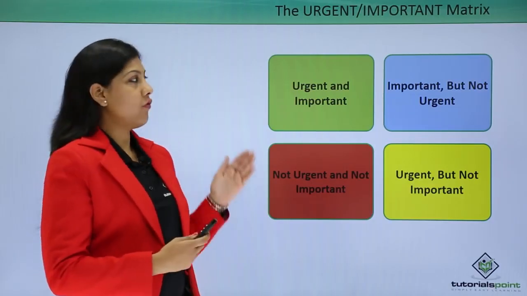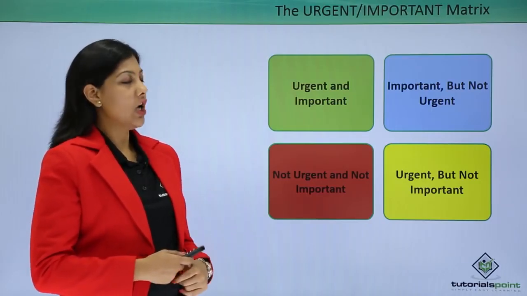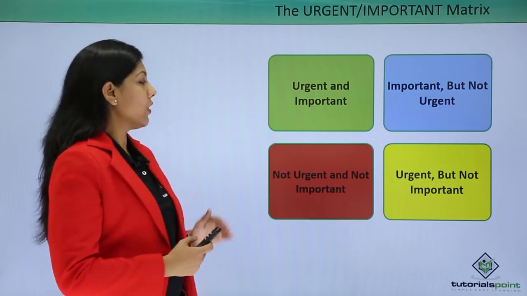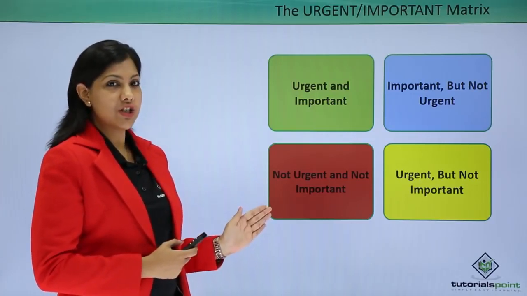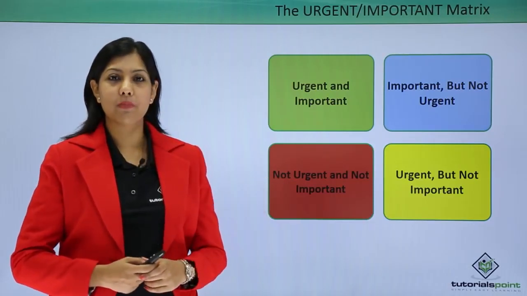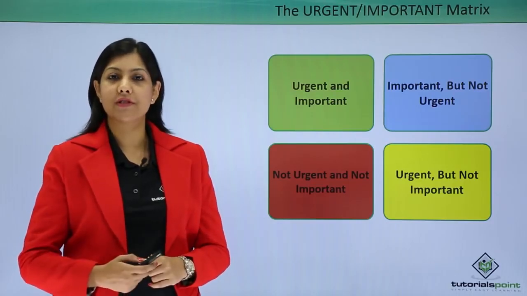Here we are going to talk about 4 quadrants. Quadrant 1, which is urgent and important. Quadrant 2, which is important but not very urgent. Quadrant 3, which is not even urgent and not important, and quadrant 4, which is urgent but not important. Let's understand in a little more detail what these 4 quadrants are.